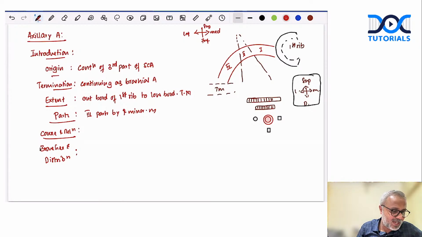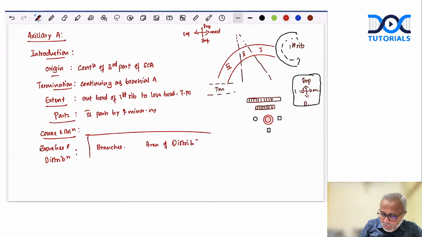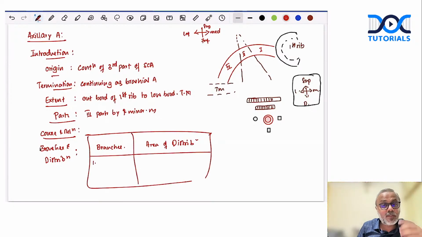Hi, everyone. So branches and distribution of the axillary artery. What will we write here? Remember, we can write it as a table: branches, then area of distribution. So we can make a table out of it. Start naming. For example, first part gives off only one branch, second part two branches, third part three branches.